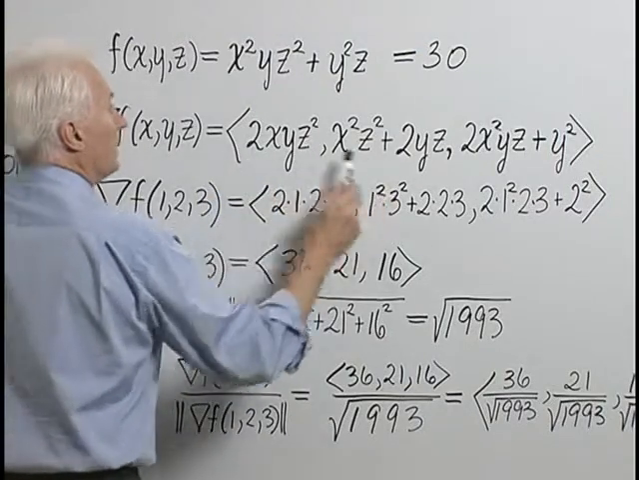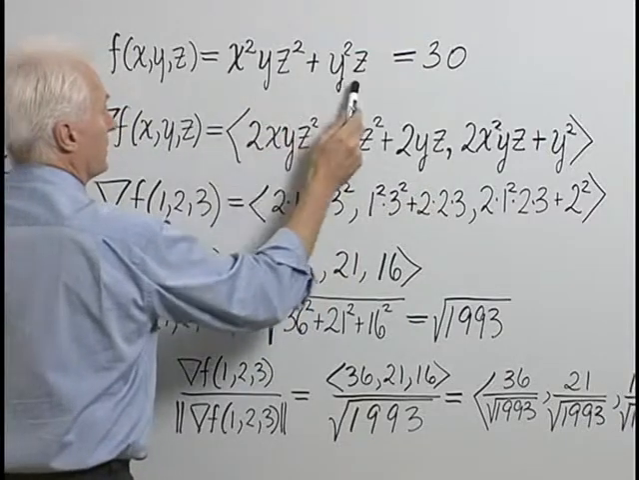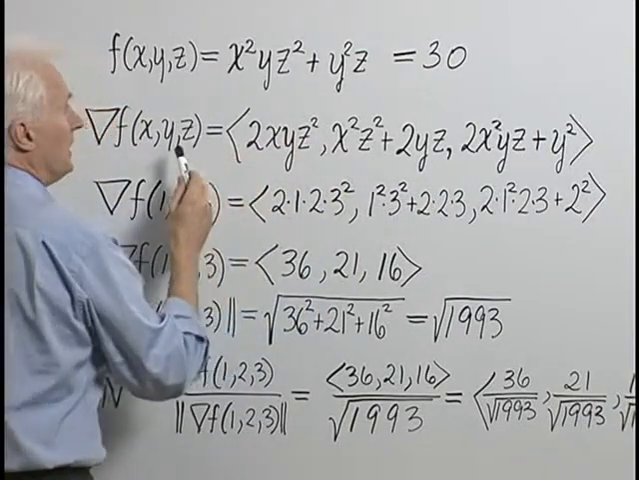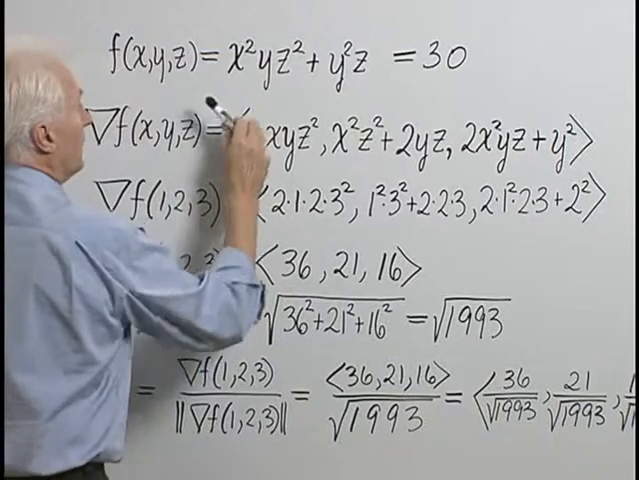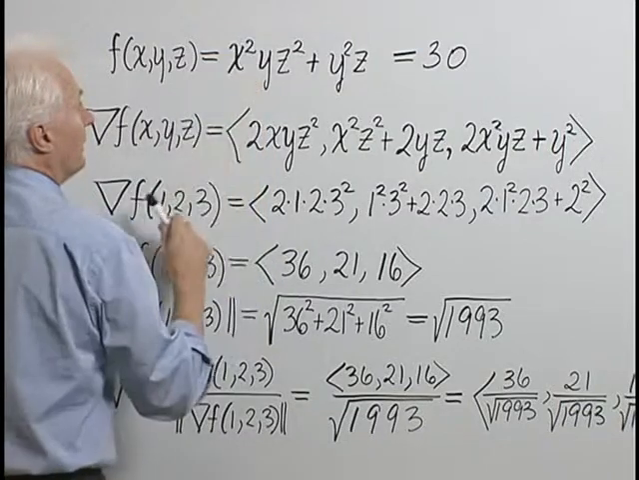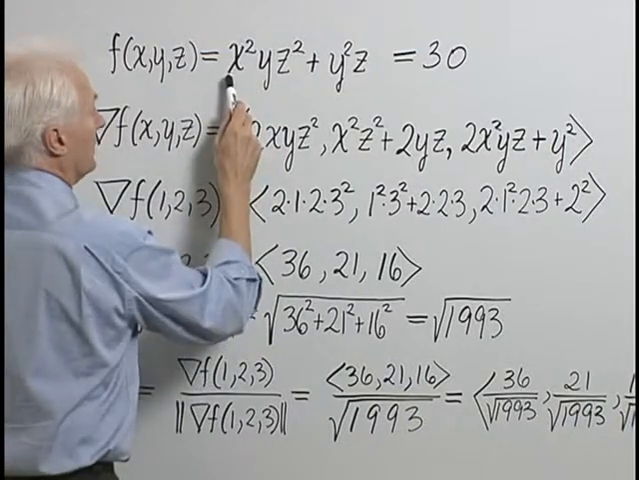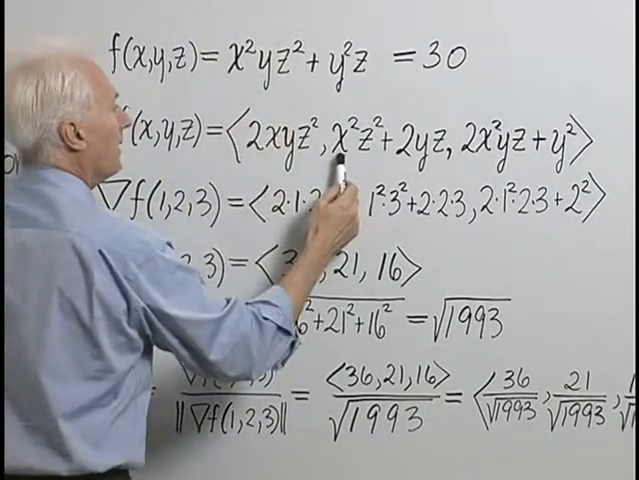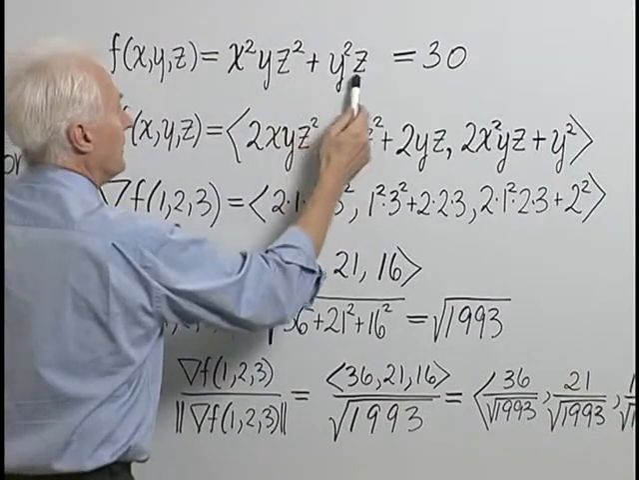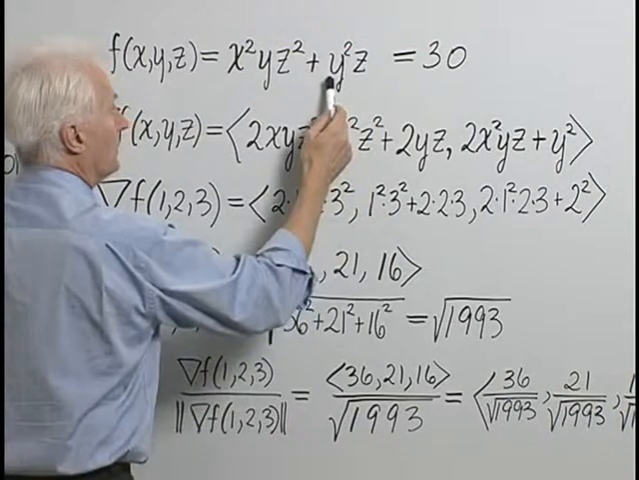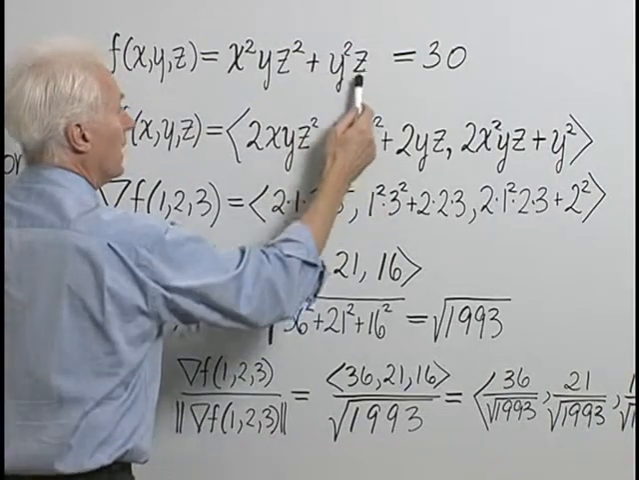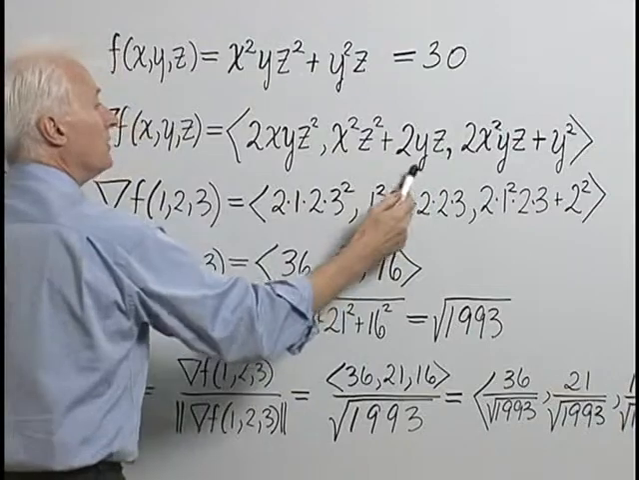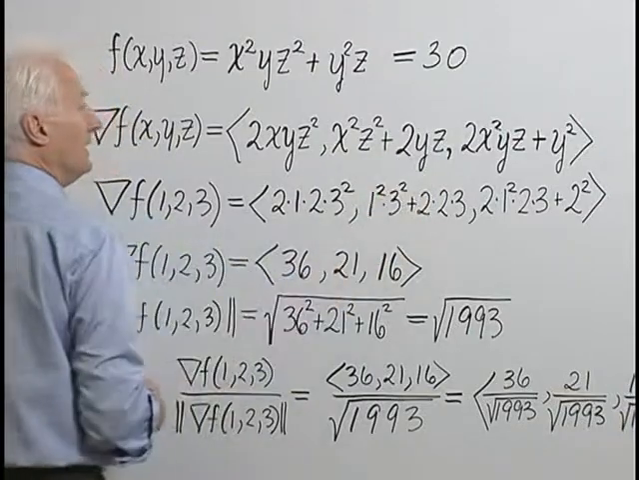In the second component of the gradient, we take this expression and partially differentiate with respect to y. In the first term, we just have y to the first power, and so the partial derivative with respect to y is x squared z squared, plus the derivative of the second term with respect to y. The derivative of y squared is 2y, and the z follows along, treated as a constant, so we get 2yz.